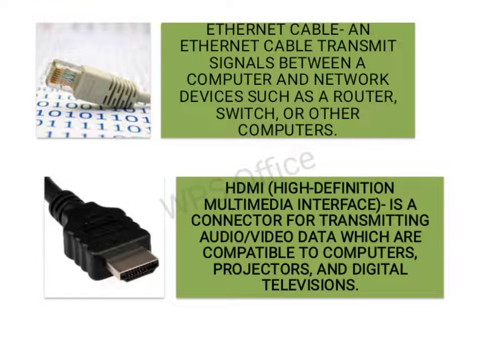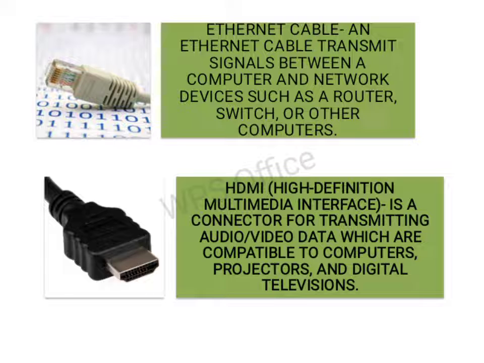Next one is the Ethernet cable. An Ethernet cable transmits signals between a computer and network devices such as routers, switches, or other computers. An Ethernet cable, also sometimes referred to as a network cable, is a cord that runs from a router, modem, or network switch to your computer, giving your device access to the local area network. In other words, it gives internet access.